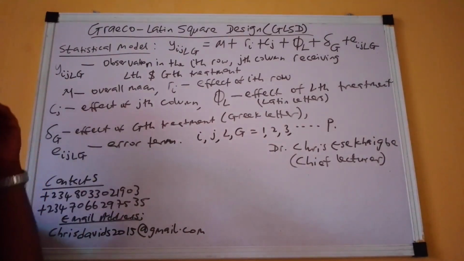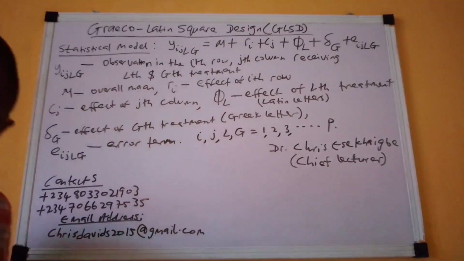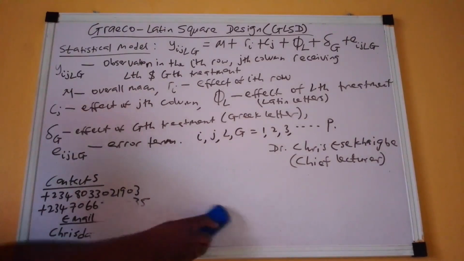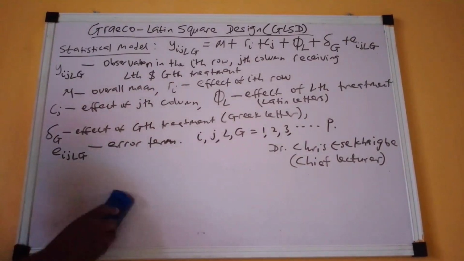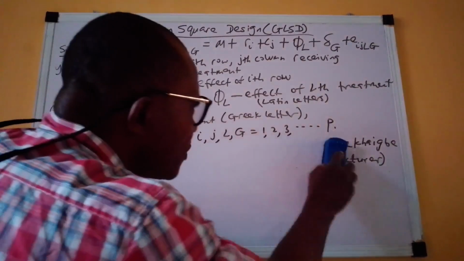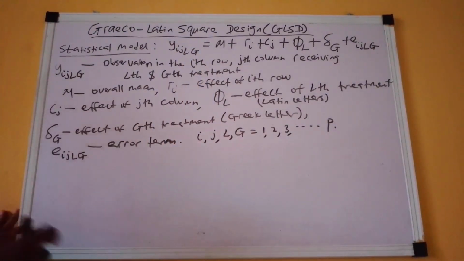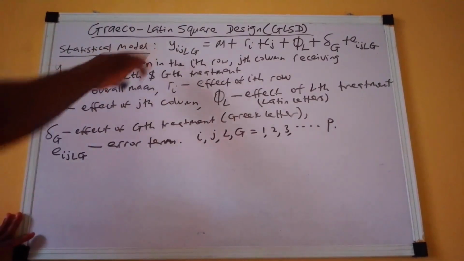So we'll be looking at the business of today. The business of today is Greco-Latin square design. The Greco-Latin square design has a statistical model.